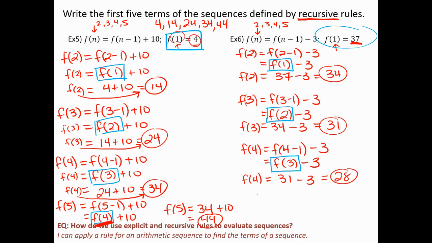Cool. Then I'm on my last one, my fifth term, and all the n's become 5s. And so I have f of 4, because 5 minus 1 is 4, minus 3. And again, we know what that f of 4 is. We just saw it a moment ago.